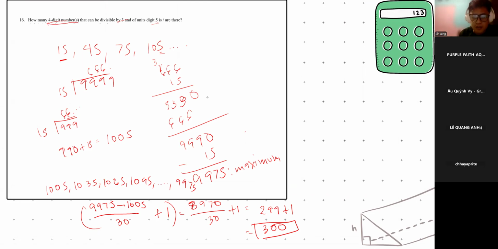How did we get 15? Okay, so we arrive at 15 because this is the LCM of 3 and 5. That's 15, right? And then for us to always have a units digit of 5, we need to add 30. That's why we have 15, 45, 75, 105. And then the problem only states 4-digit numbers. So first, we need to know the maximum number that is divisible by 15 that has a units digit of 5, and that is 9975.